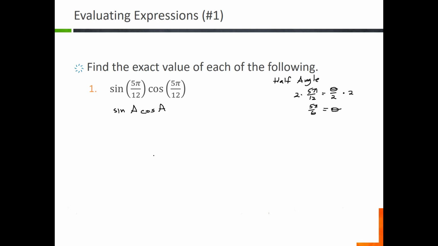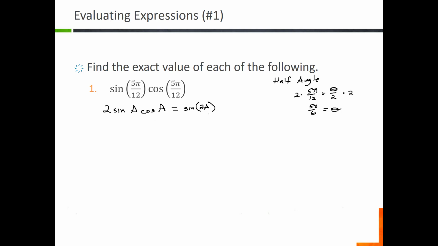So have we seen an identity that has a sine of A and cosine of A? Well, sort of, yeah. I know 2 times the sine of A cosine of A is equal to the sine of double that, 2A. So 2 times the sine of A times the cosine of A is equal to the sine of 2A. But there's no 2 in this problem.